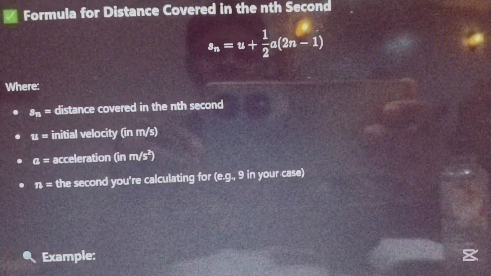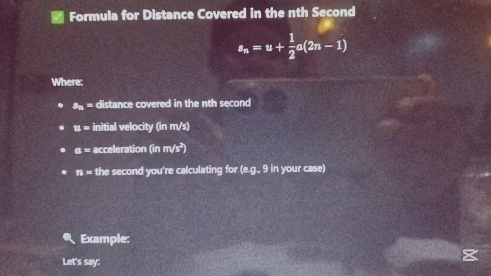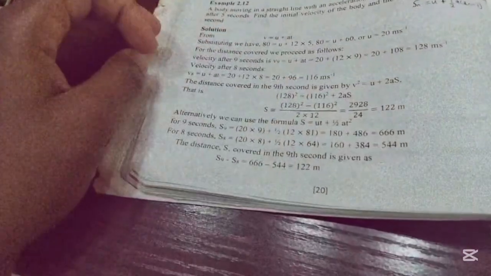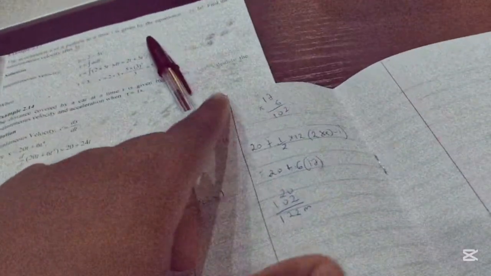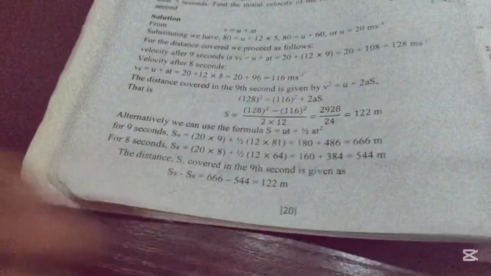The formula works. This is the formula for distance covered in the nth second. So instead of solving all these things, you can just apply the formula here, and I got 122 meters. That's why I'm happy. But I'll still go through this and see how they did it.